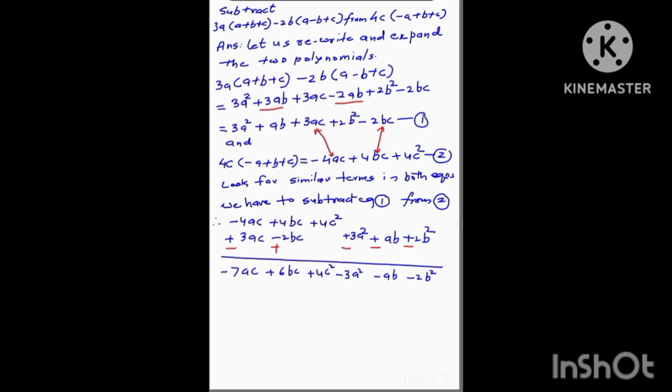So you generally try it from the end or from the right hand side. Now rearrange. Though there is no rule like that, you can keep all the square terms in the beginning and then all products after that. That's your answer.